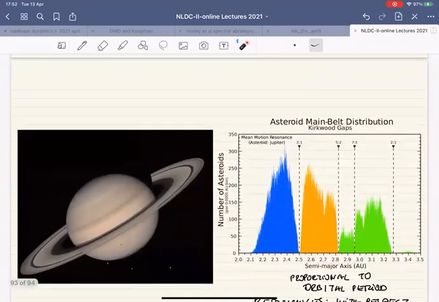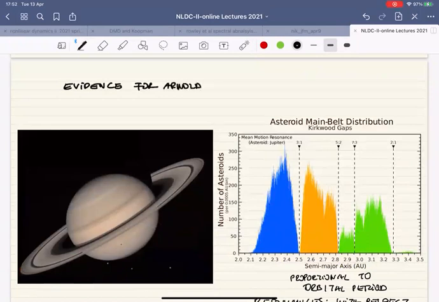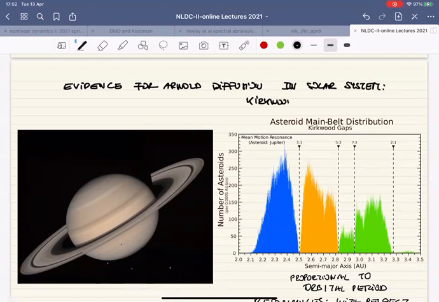So I'll just say this here, what it is. This is evidence for Arnold diffusion in the solar system. And these are called Kirkwood gaps, but not just in the context of Jupiter, but also for Saturn. This is a general phenomenon. They have been documented and well observed for other planets as well.